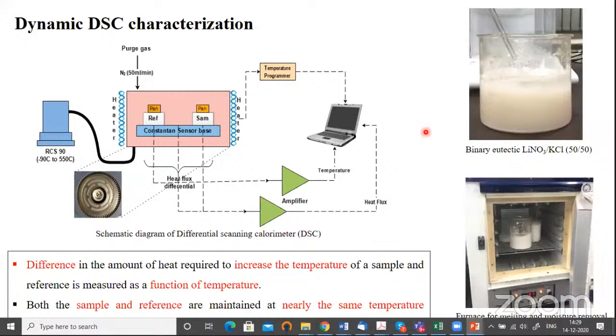Now, the estimation of the heat storage capacity is done by introducing a differential scanning calorimetry system, which we have in our lab. It works on the principle that the difference in the amount of heat required to increase the temperature of the sample and the reference is measured as a function of temperature. So both the sample and the reference dish are maintained at nearly the same temperature.